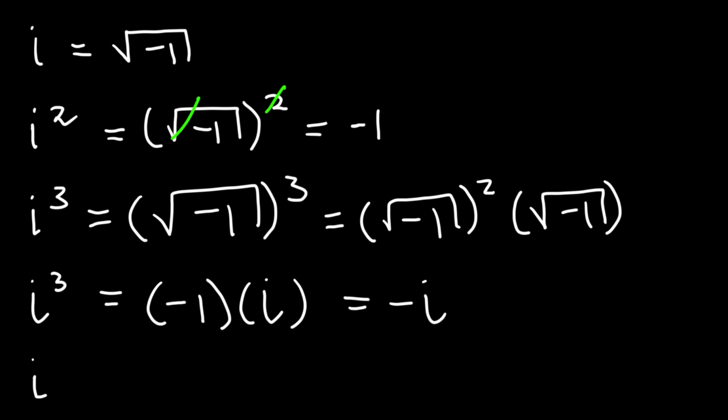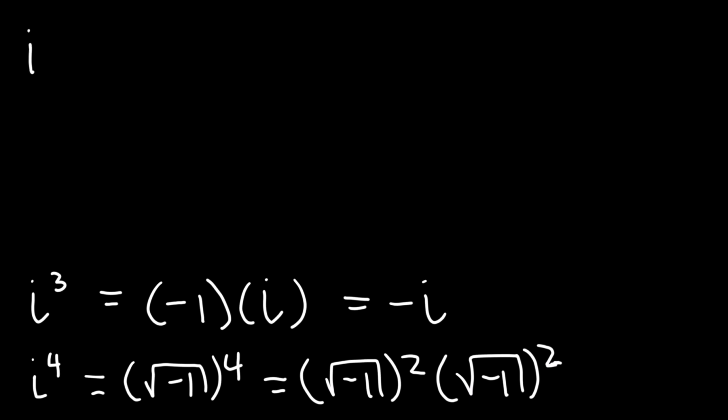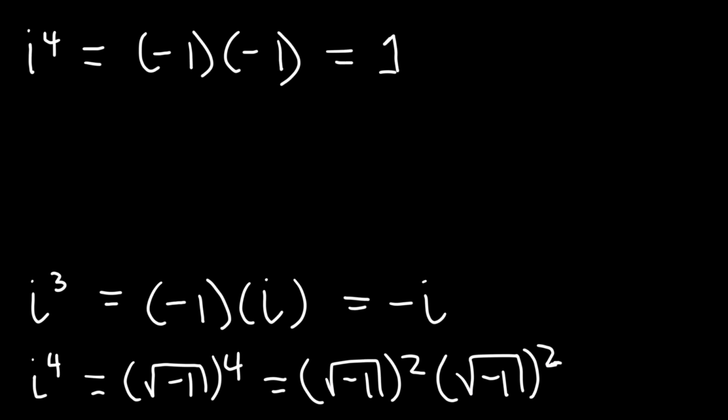Now what about i raised to the power of 4? This will be equal to the square root of negative 1 raised to the power of 4. And this is the same as the square root of negative 1 raised to the power of 2 times the square root of negative 1 raised to the power of 2. So this will give us i raised to the power of 4 equaling, we found that the square root of negative 1 raised to the power of 2 is equal to negative 1. So this will be negative 1 times negative 1, and so this will be equal to positive 1.